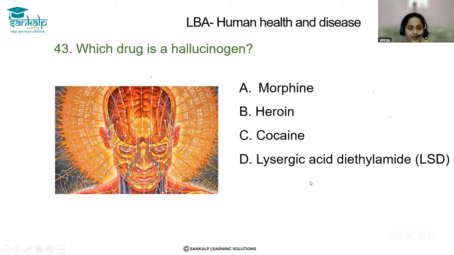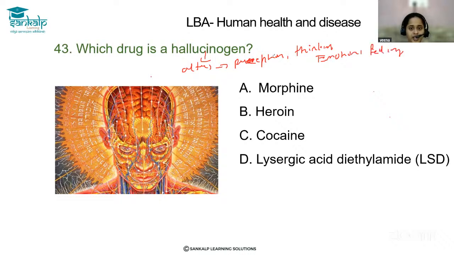Let's solve the question 43. Which drug is a hallucinogen? So dear students, if you observe properly here in the image, a hallucinogen is a drug that alters the perception, and then thinking, and then emotions and feeling in the human being.